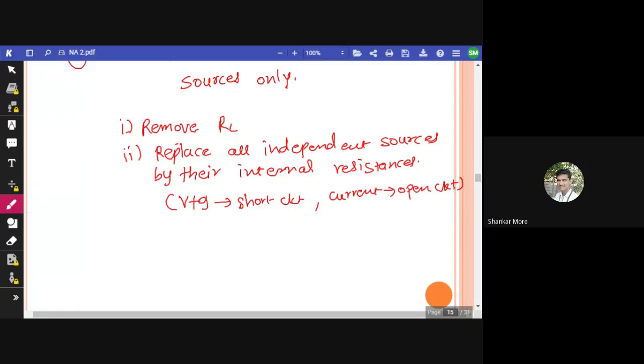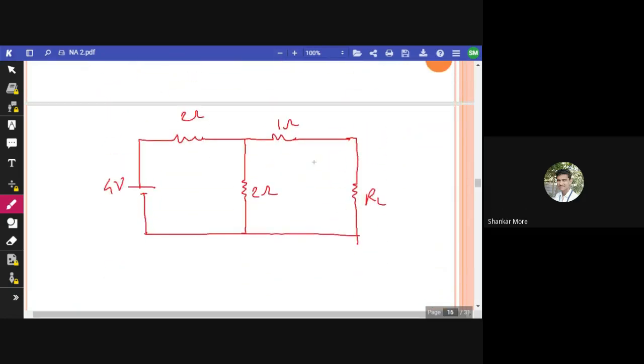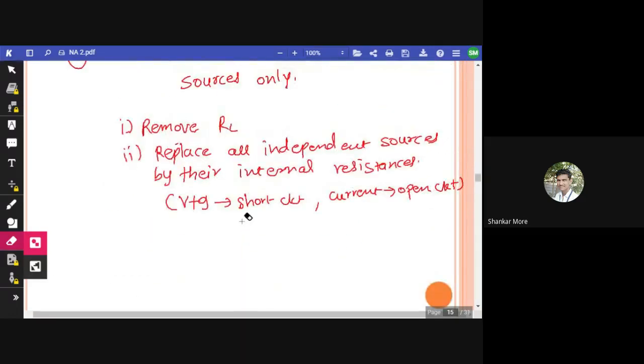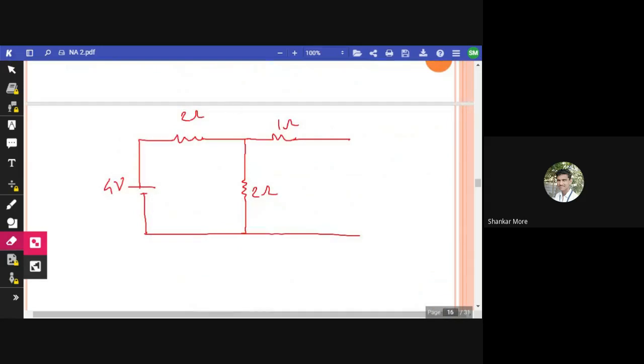Okay, so guys, remove the load resistance RL. We are going to remove load resistance RL. Here we go. Now the second step is we have to replace all independent sources by their internal resistances. First of all we have to observe whether there are independent sources or dependent sources in the circuit. As you can see, there is only one voltage source, and that is independent. So we have to replace this independent voltage source by its internal resistance.